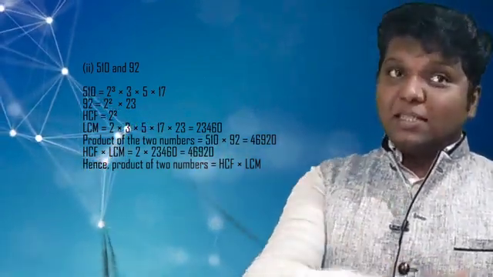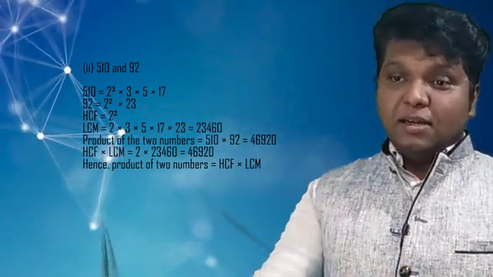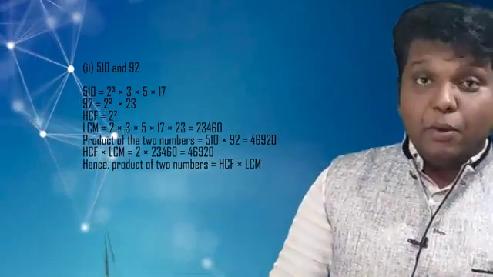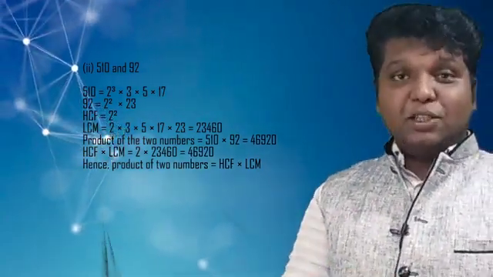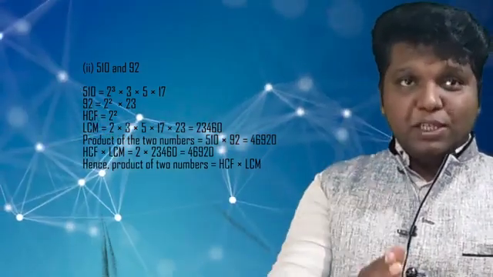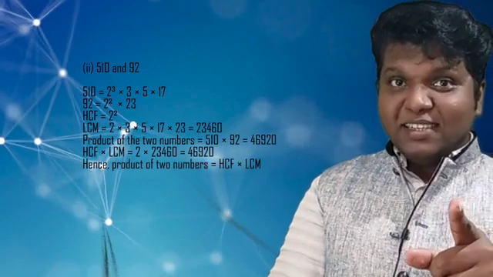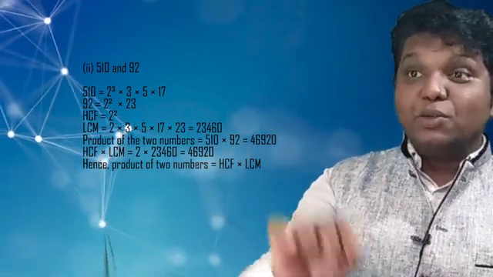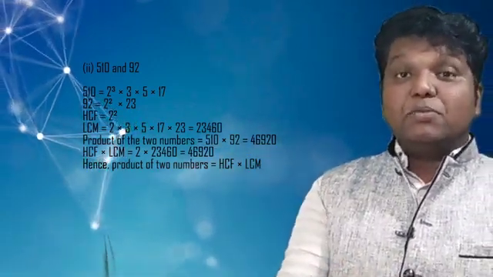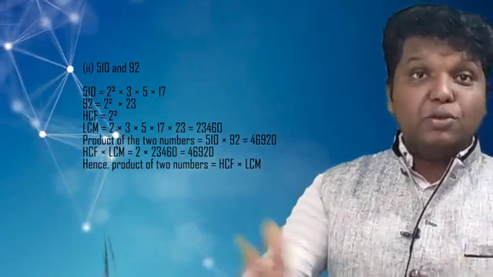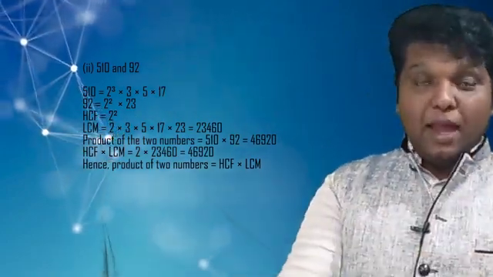Okay, so now let us express 92 as prime factors. How will we write? 92 is equal to 2 into 2 into 23. That means 2 came 2 times, right? So here we can conclude it as 2 square. When it came 2 times, we will write it as 2 square into 23. Clear?